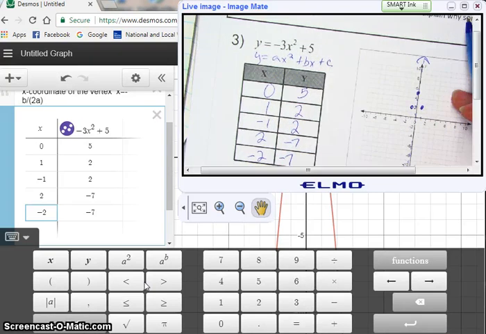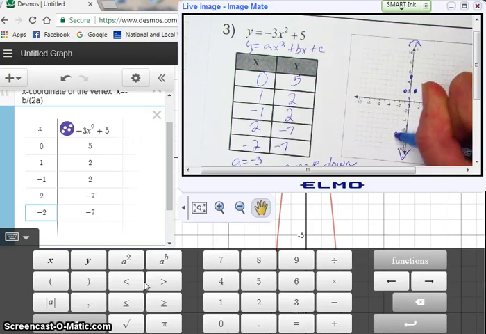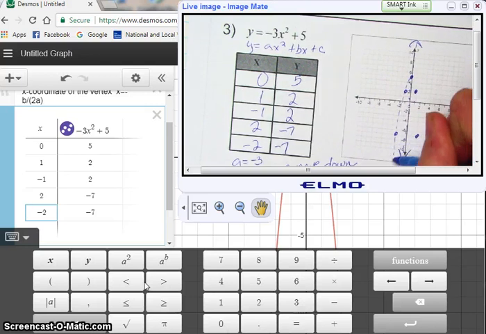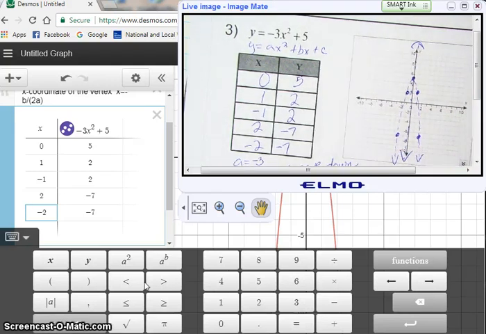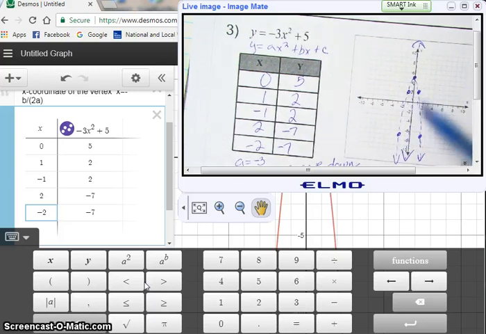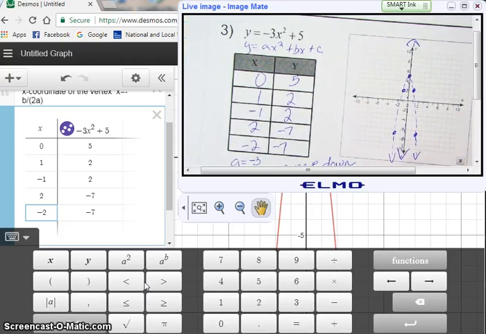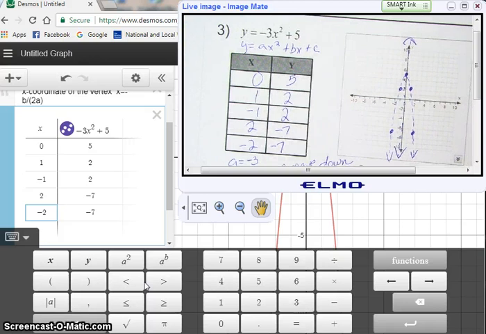Let's plot those. We have 2, negative 7, that's right there, and then negative 2, negative 7. Then I'm going to graph it. It's very obvious on this one that it is really skinny. If you compare it to the parent graph, the parent graph is wider. This is concave down, opening down, a sad face, because a is negative. The absolute value of a is 3. That's greater than 1, so this is a skinny parabola.